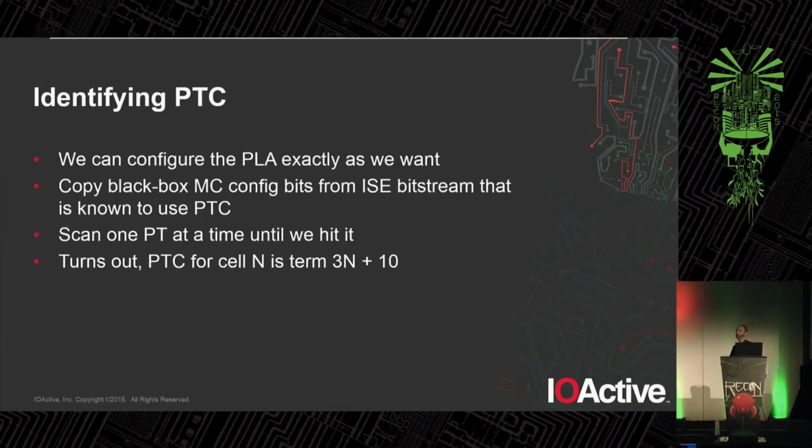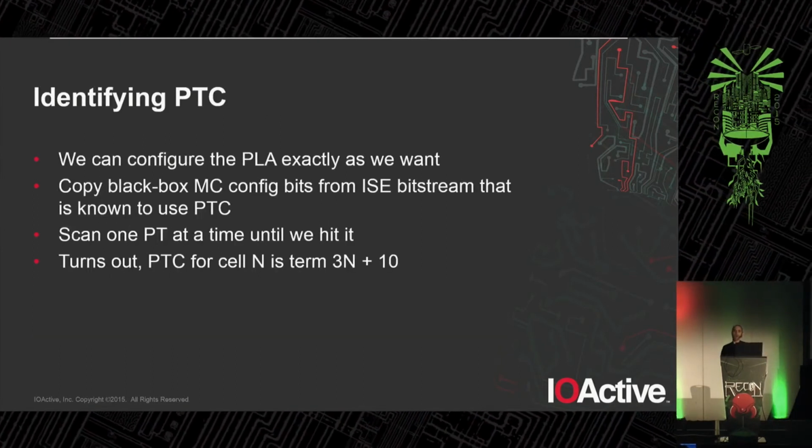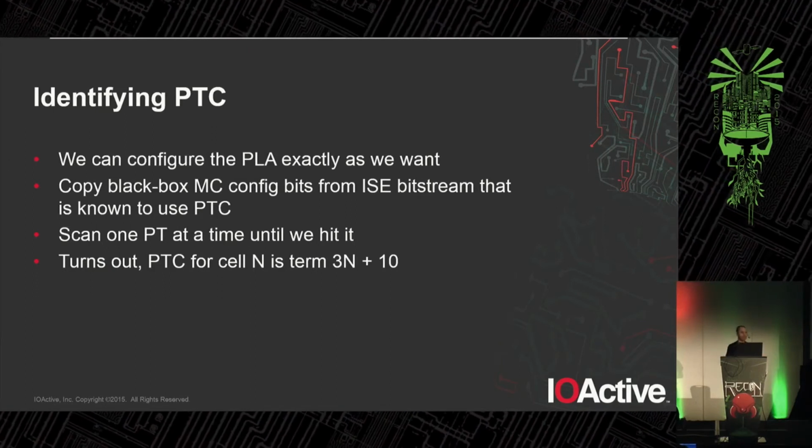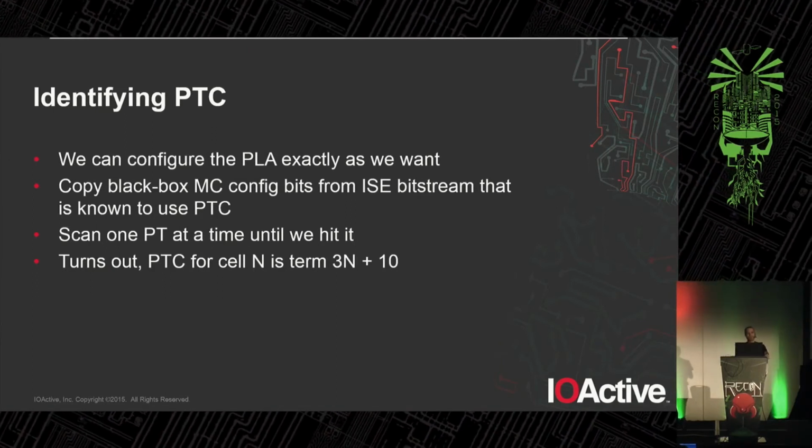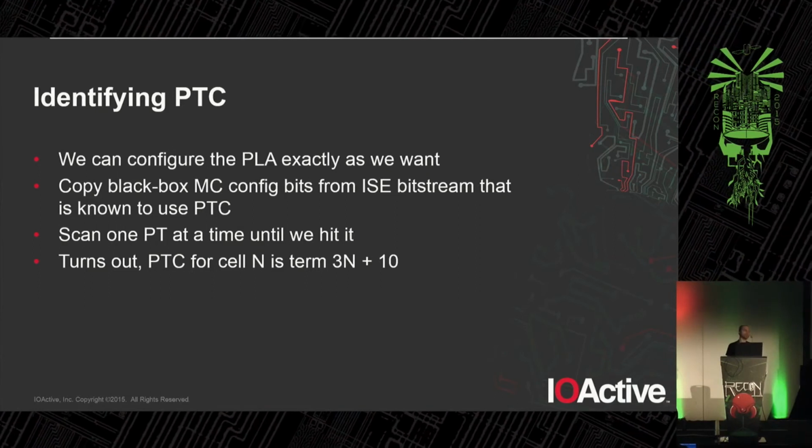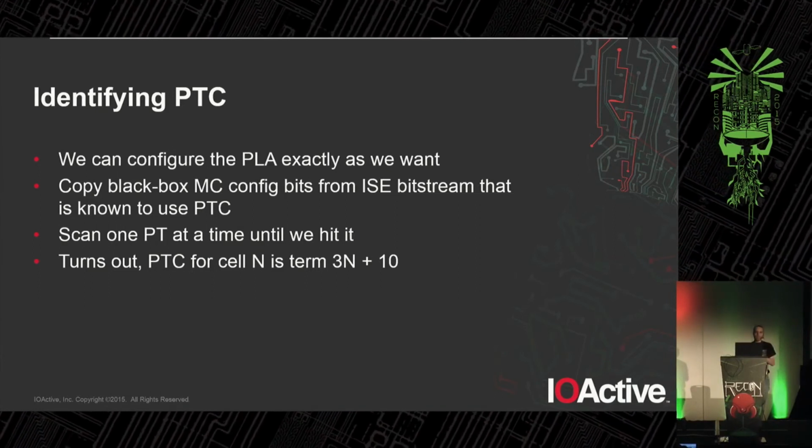Well, it turns out we can configure the PLA as much as you want. We already know how to configure that. We've reversed all the bits for that. We can configure the global routing as much as you want. And it's fairly easy to generate a bit stream that is known to use product term C from the tools.